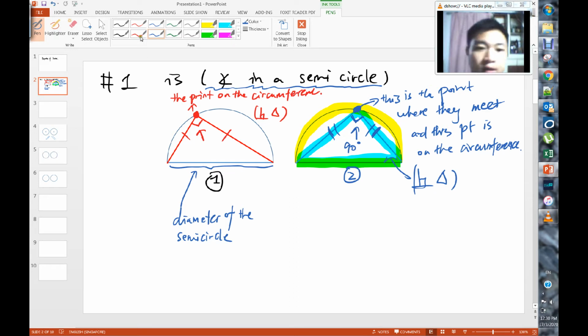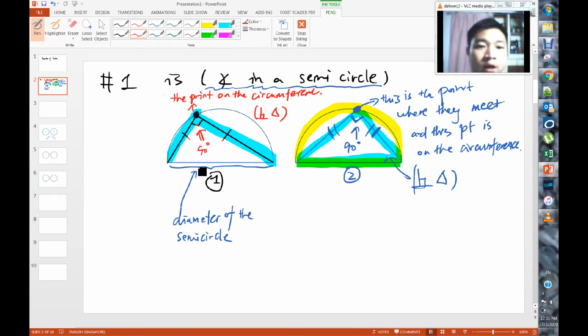Similarly, you have a semicircle here, and then you have two lines that meet at a point, and this point is on the circumference, right? Therefore you should get a right angle triangle inside this semicircle, and this means this angle is actually 90 degrees. So this is how rule number 1 can be used.